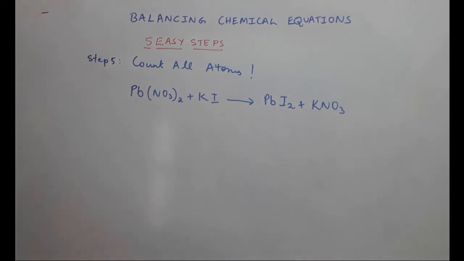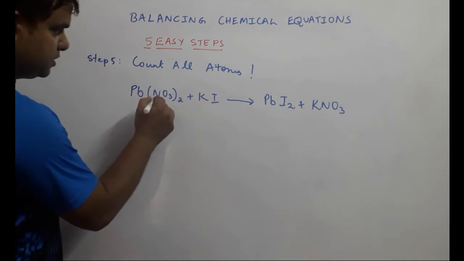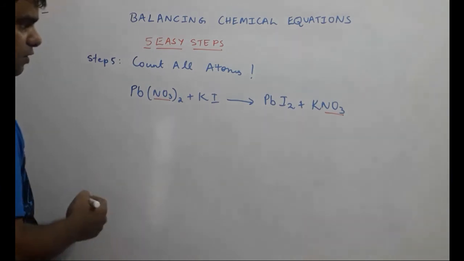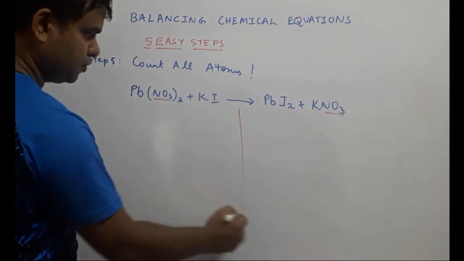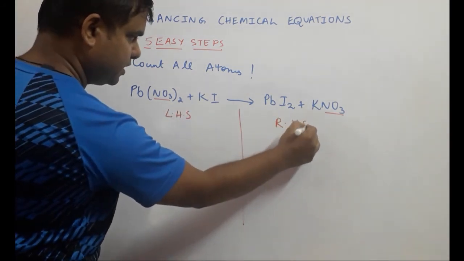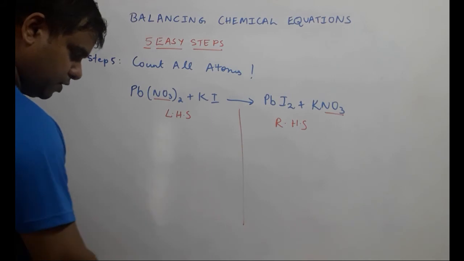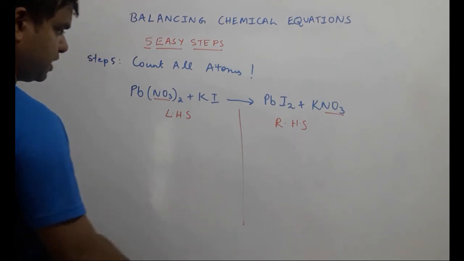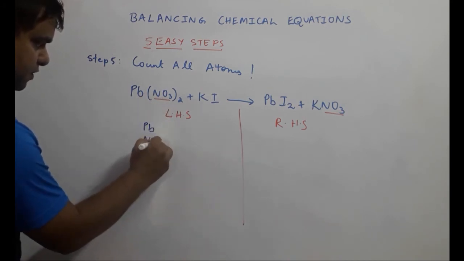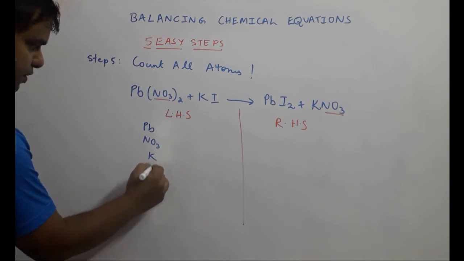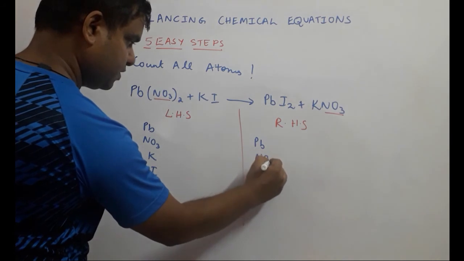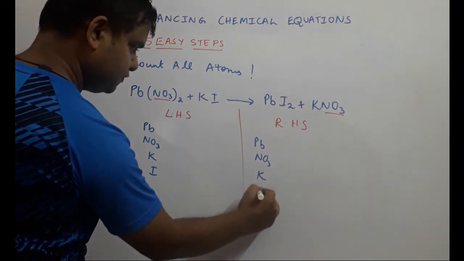Let us list down all of them. First of all, we look that there is a polyatomic ion here and here. So we list them down as one unit. We draw a line, left hand side and right hand side, and we write down all the atoms first. So we have lead, then nitrate, potassium, and iodine. Same way over here, we list them all down first.